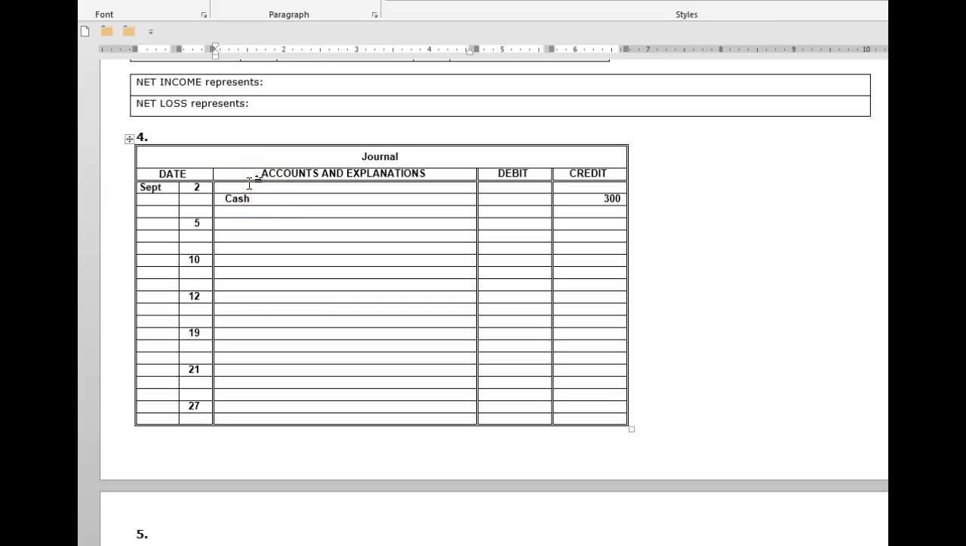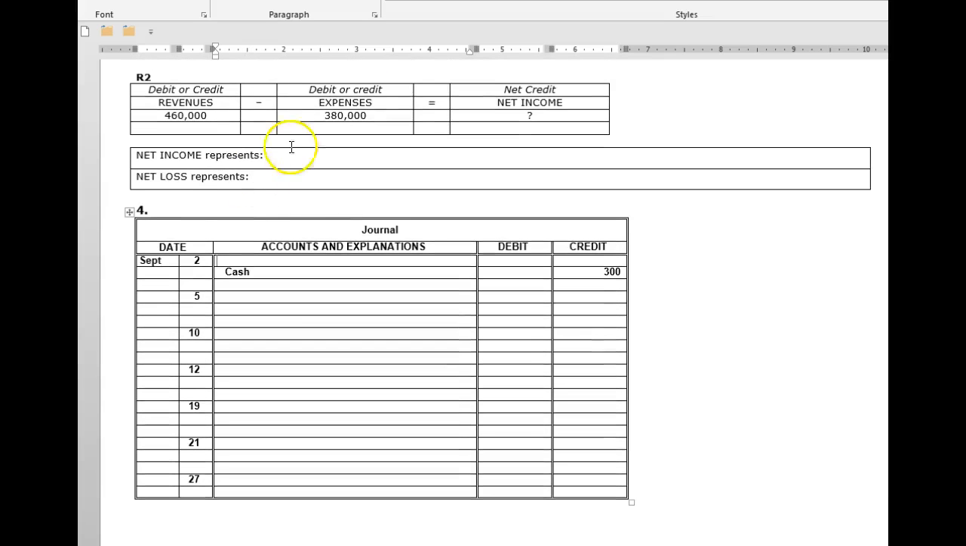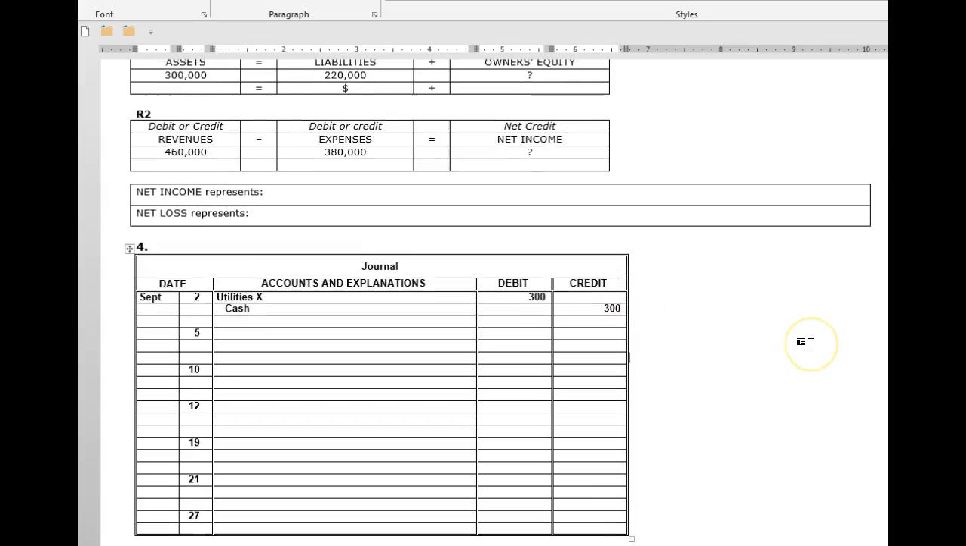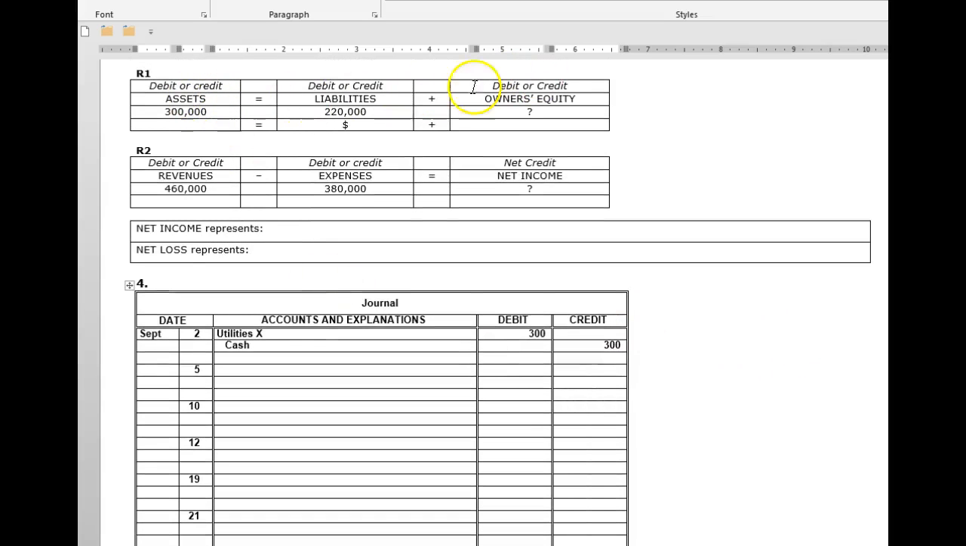We know that expenses have a debit balance, so I'm going to increase that utilities expense. And I just do an X here, just for the sake of not having to type it out. And it's going to be $300. Now, what has this done? I've created an account called utilities expense. I've increased it, and I've decreased my cash, which keeps us right in line with this accounting equation.